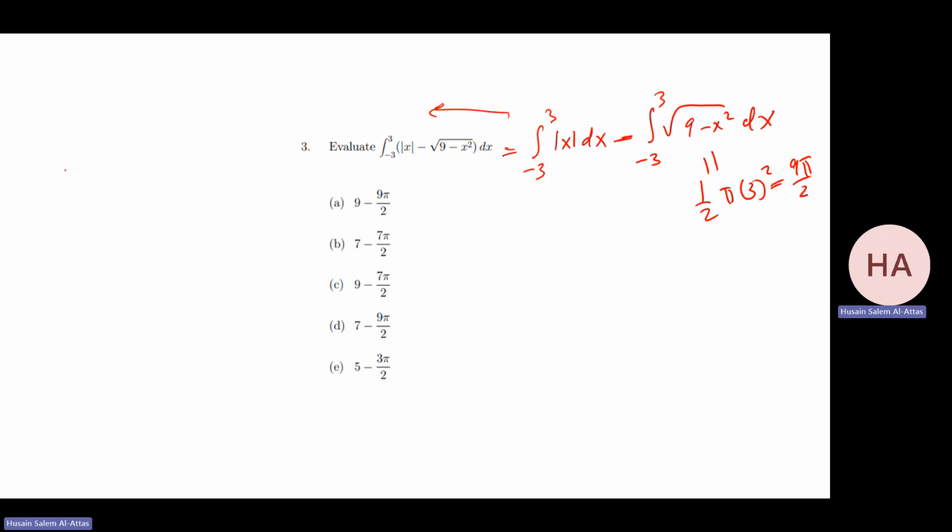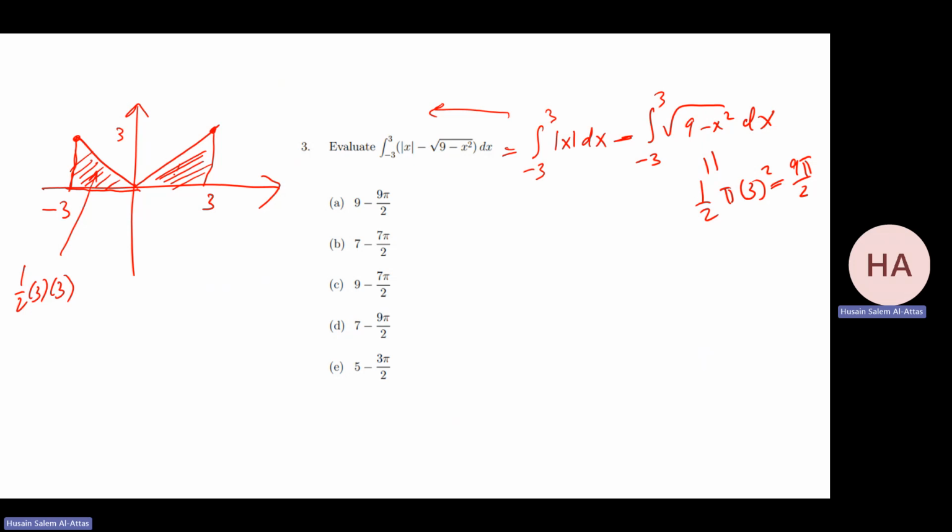For this one, I'll do the graph. This is the absolute value of x between minus 3 and 3. I'm talking about the area under this curve, which is this area and this area. This is 3 and this is 3. So I have a triangle here, half times 3 times 3. Same thing here, half times 3 times 3. So 9 over 2 plus 9 over 2 gives me 9. So my answer is 9 minus 9 pi over 2.